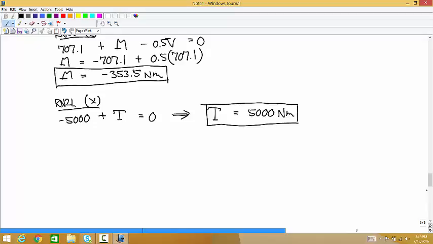Okay, so now let's do something similar, but this time instead of calculating the internal loads half a meter from the endpoint, let's calculate the internal loads x meters from the endpoint. Okay.